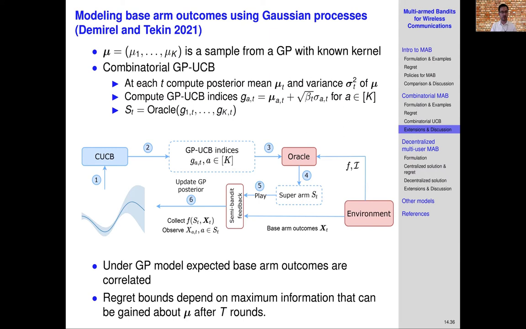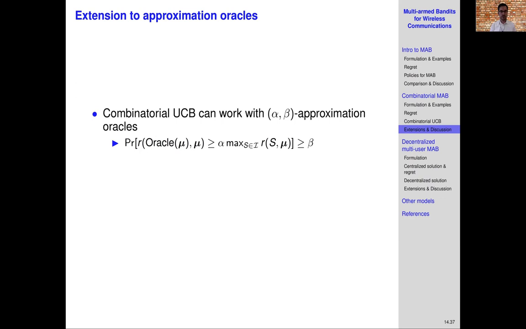This model is able to learn from the correlations between base arms. So the regret bounds in this case depend on the maximum information that can be gained about the expected base arm outcomes within T rounds. Next, I will talk about how combinatorial UCB can be extended to work with approximation oracles.